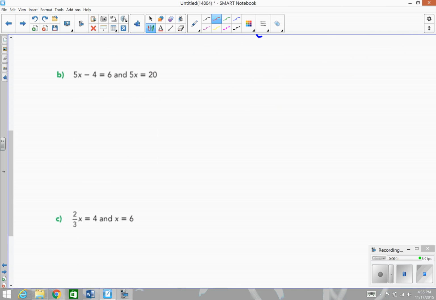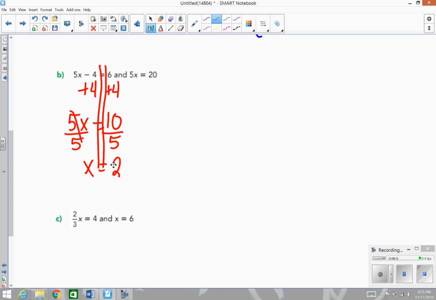Okay, so for this one we can't just look at it and know. This one we actually have to solve. So I'm going to draw a river on the equal sign, and I want to move everything except for the algebraic term. So the 5x I want to leave alone for now, but the opposite of subtracting 4 is to add 4 to both sides, and I get 5x equals 10. Now the operation here, this is 5 times x, and the opposite of multiplying by 5 is to divide by 5. And I get x equals 10 divided by 5, which is 2. So the solution to that equation is x equals 2.